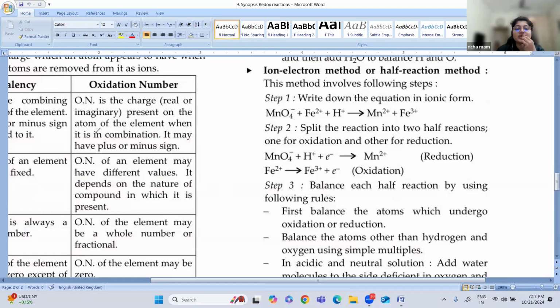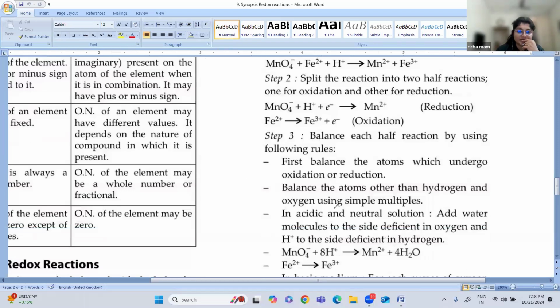Then you have to separate the two reactions and balance each reaction. How? First, you have to balance the atoms which are undergoing oxidation and reduction. Then you have to balance the other atoms, leaving hydrogen and oxygen. Then in acidic and neutral solution, you add water so that the oxygen and hydrogen can be balanced.